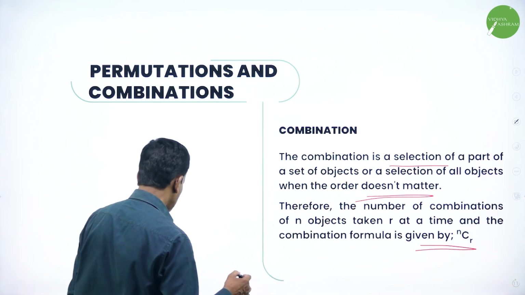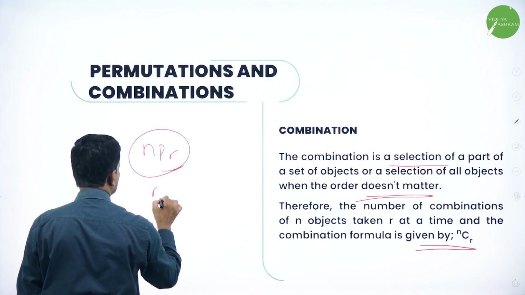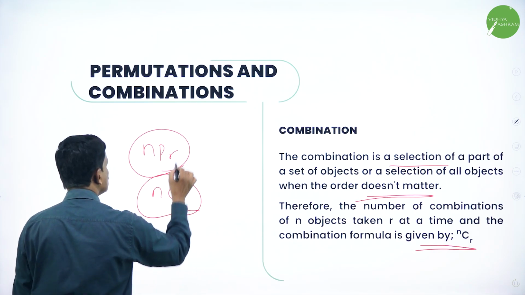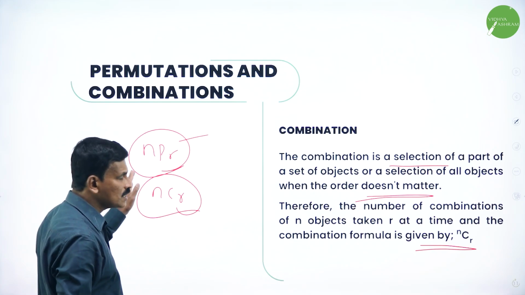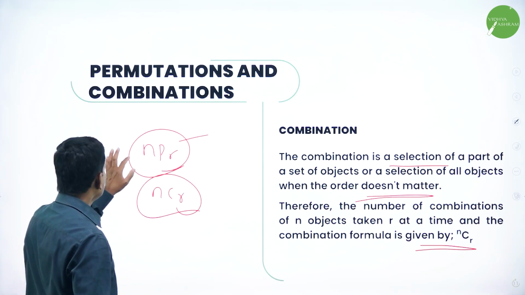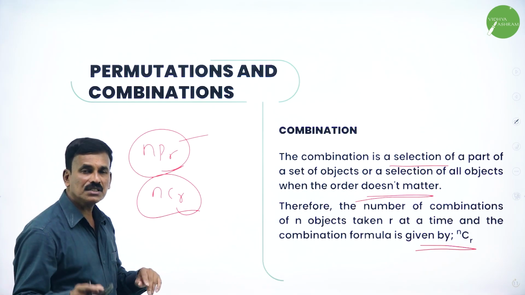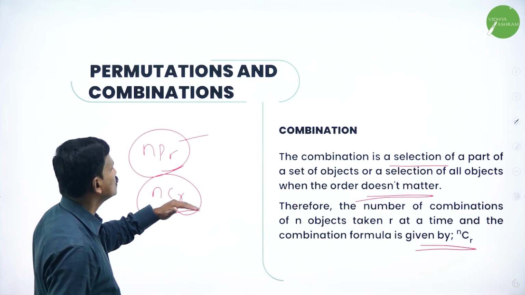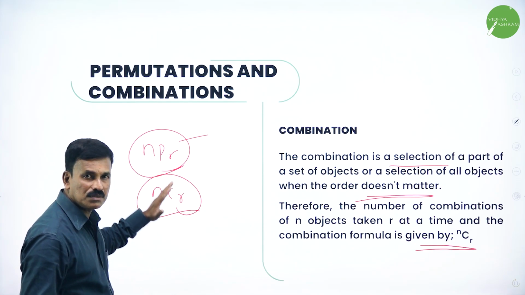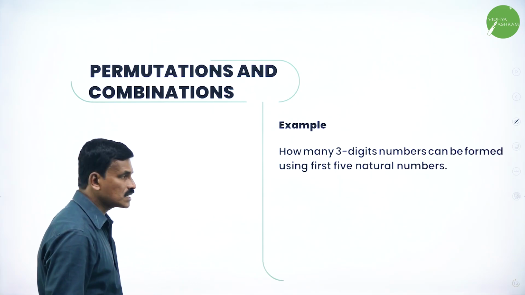So the permutation is denoted as nPr, whereas the combination is denoted as nCr. Here nPr represents the number of permutations of n things taken r at a time, that is, the arrangement of n things taken r at a time. The selection of n things taken r at a time is called the combination. One is the arrangement, another one is the selection. Now, let's move on to a small example.